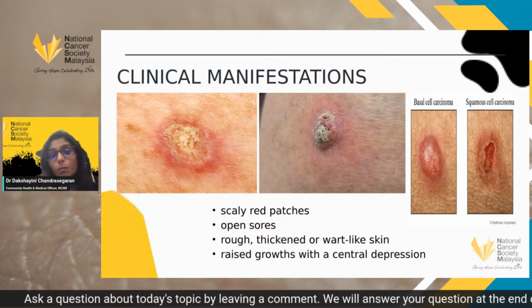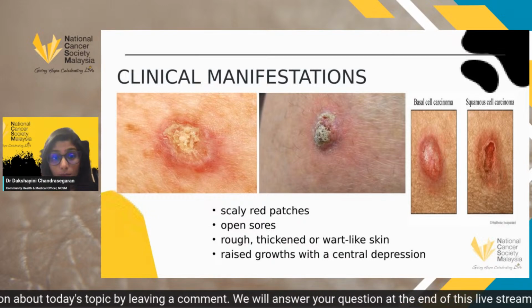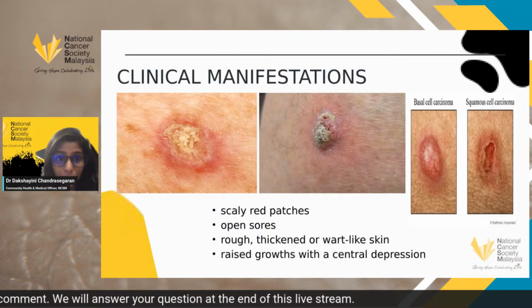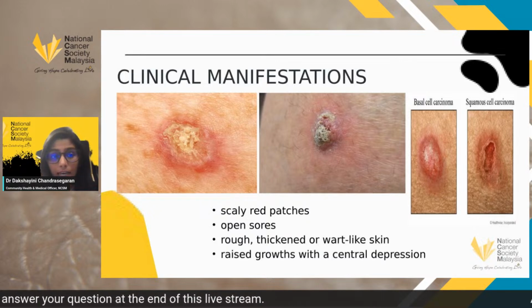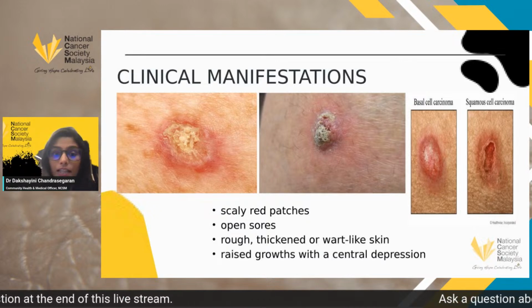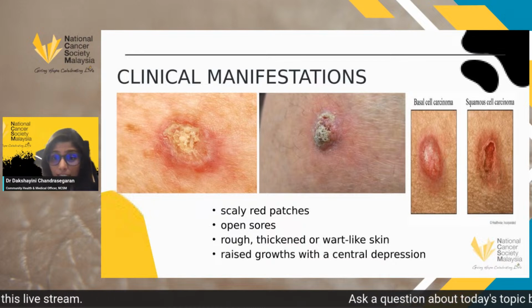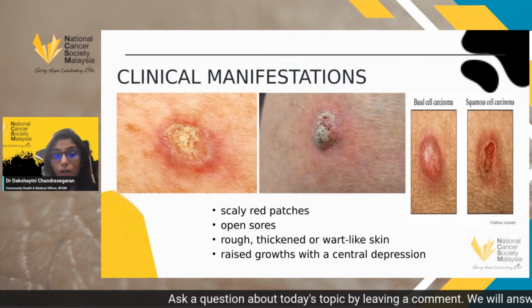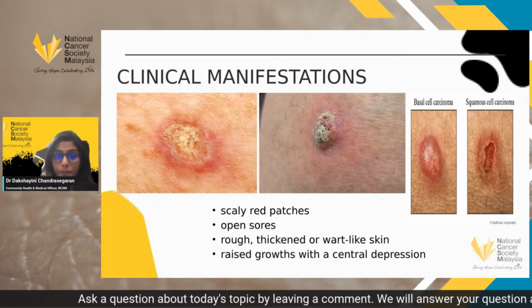So this is more examples of what squamous cell carcinomas look like. As you can see, they're red, scaly patches. They have open sores, and they look thickened, like the skin is thickened, almost wart-like, and there's a central depression around the thickened area.